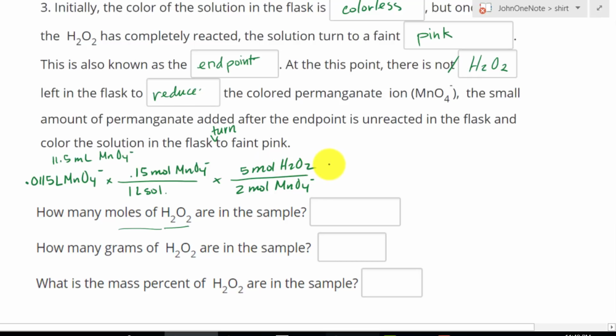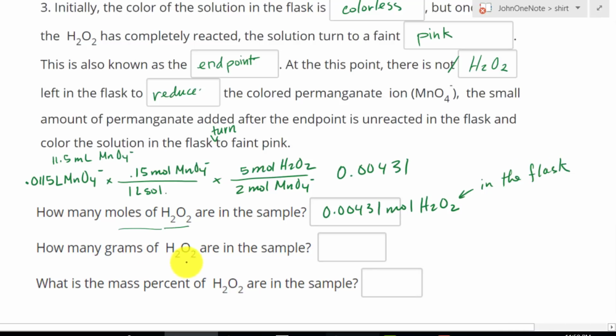Now we plug this into a calculator. Multiply everything on top, divide everything on the bottom: 0.0115 times 0.15 times 5, divided by 2, which is on the bottom. So we have 0.00431 moles of H2O2 in the sample, in the flask. So this is in the flask, okay?